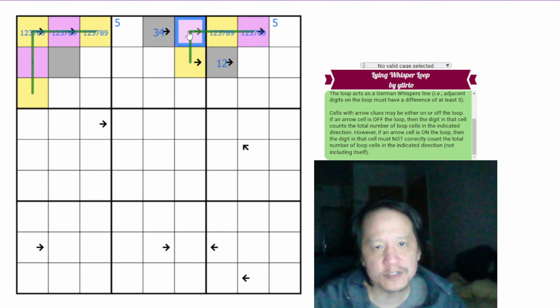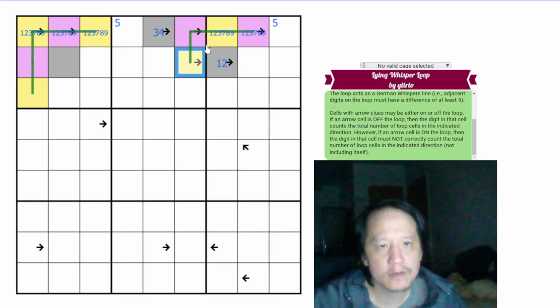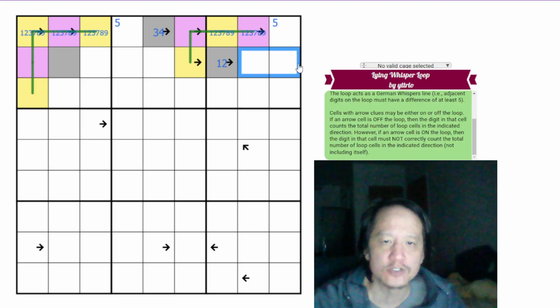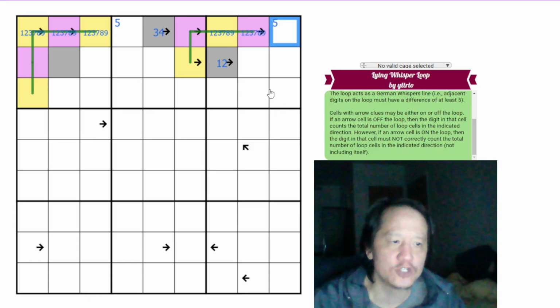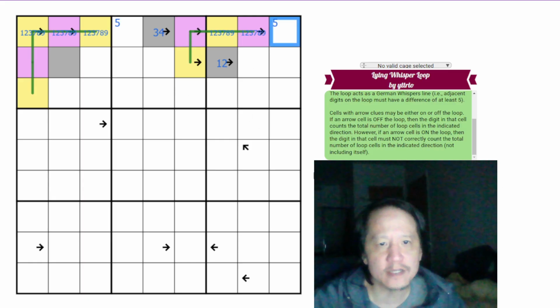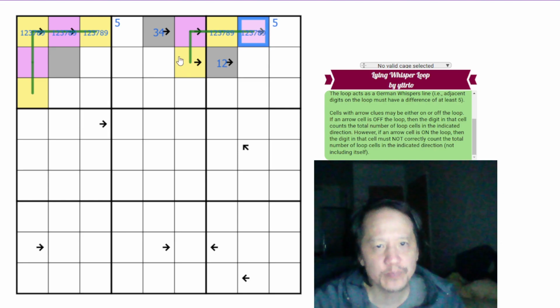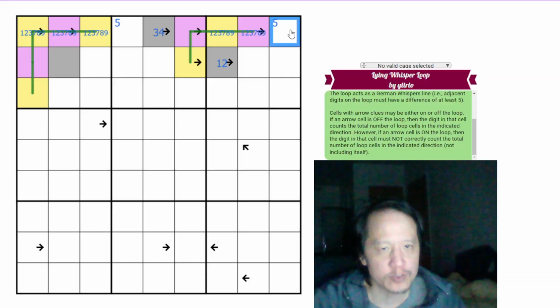If it's here, this is 6 and this is 1, 1, right? Which would force this to be 2, which would mean you would have to go these two cells as German whisper lines, which means that's not a German whisper line. So that's if this is 6. If this is 6, this has to be a 5. If this is 6, it can't be on the German whisper line, because it would have to be 161, which is not possible. Therefore this is off the German whisper line if it's 6.